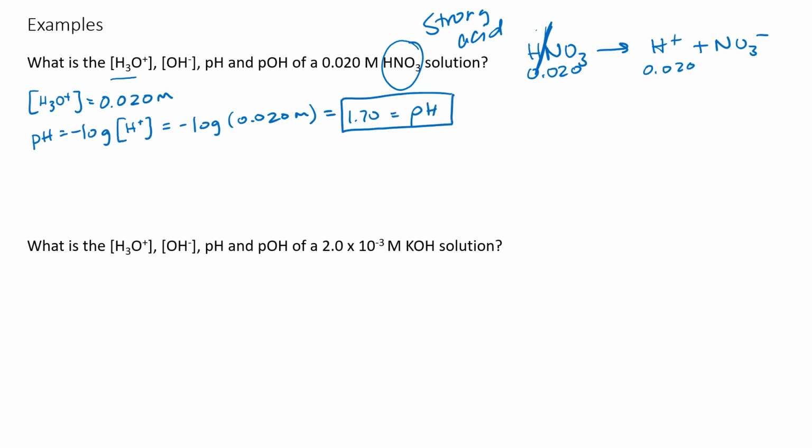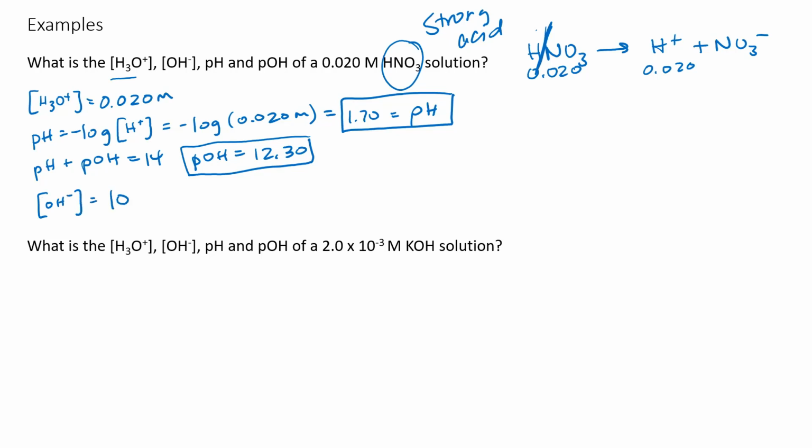Okay, and then next I'm going to find the pOH, because the pH plus the pOH adds together to give us 14. So plugging in 1.7 for pH, my pOH is found to be 12.30. And then my hydroxide concentration, I'm going to find using 10 to the negative pOH, and that is 5.0 times 10 to the negative 13.